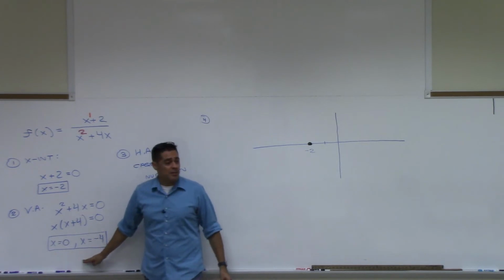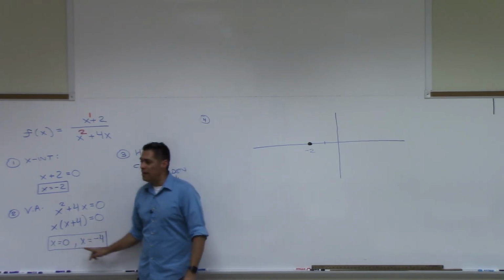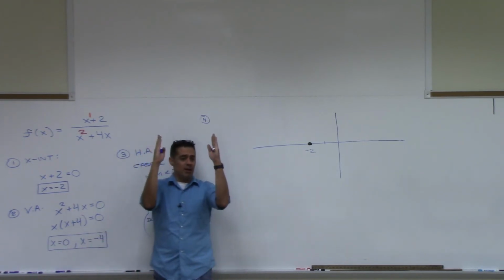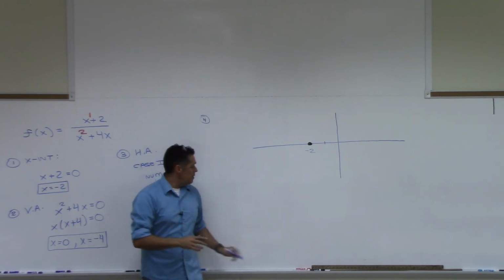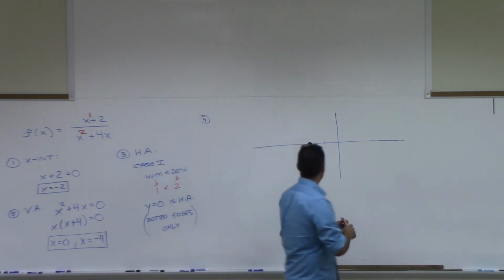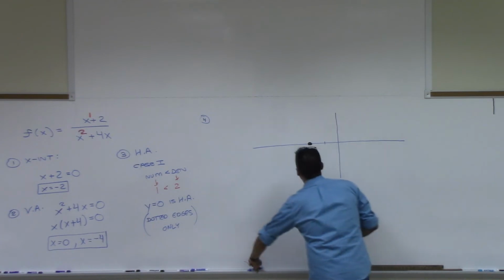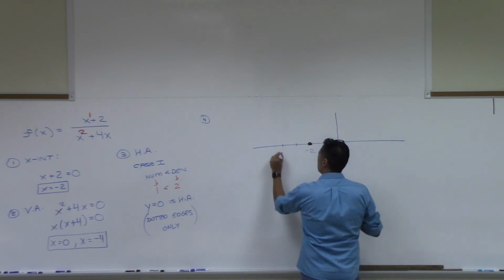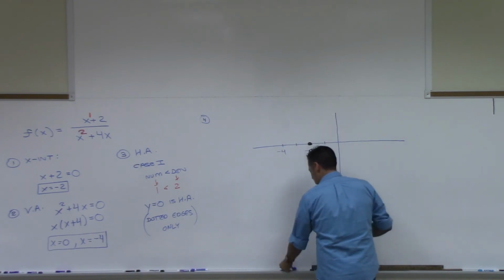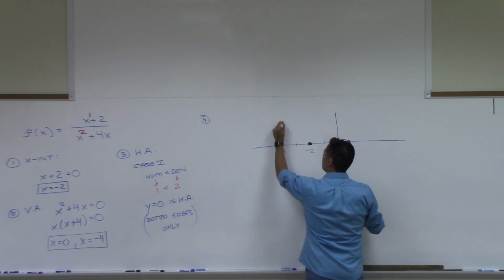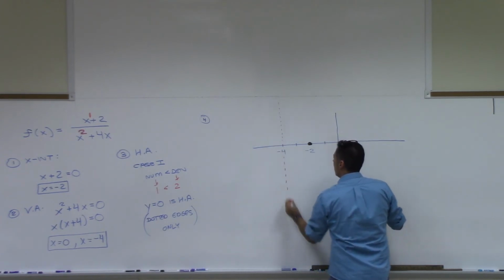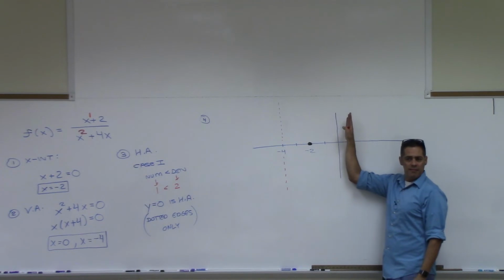Now, I have vertical asymptotes. I have 2 of them, one at 0 and one at -4. These are vertical barriers, right? So I better not put them in black. They're not part of my graph. They're to help me graph. So at -4, I'm going to place a vertical dotted line like this. And then also at 0, right?